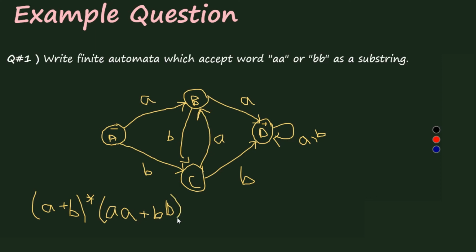Apply brackets, and after double A or double B, A comes many times or B comes many times, so A plus B and Kleene closure. This is the finite automaton, FA, of this question, and this is the RE of this question.